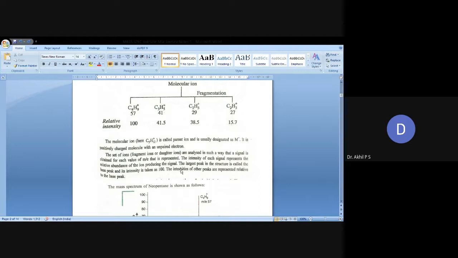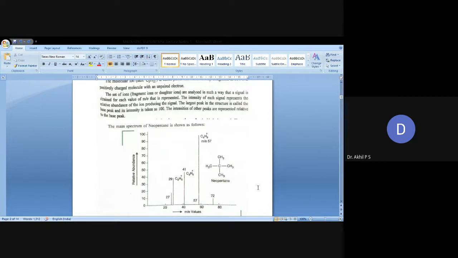The largest peak in the spectrum is called the base peak and its intensity is taken as 100. The intensities of other peaks are represented relative to the base peak. The mass spectrum of neopentane is shown as follows.